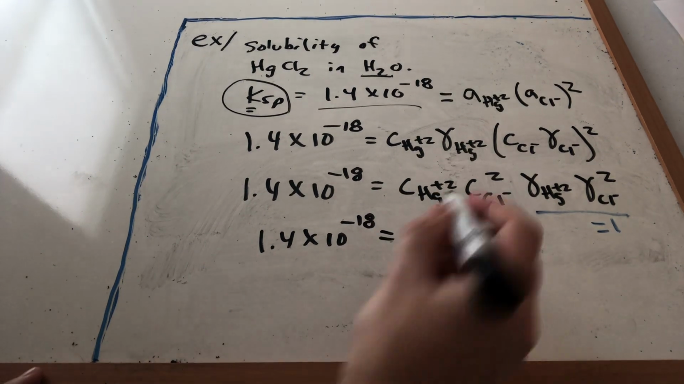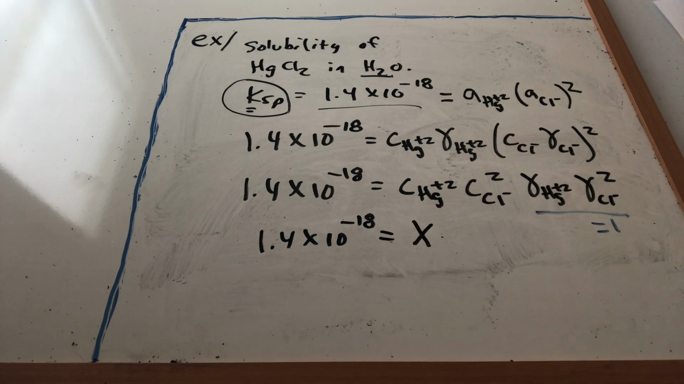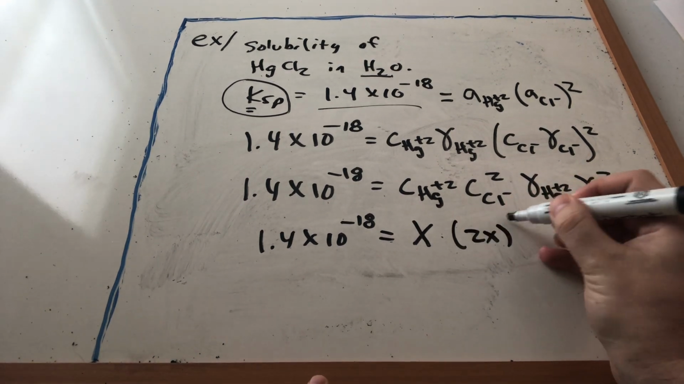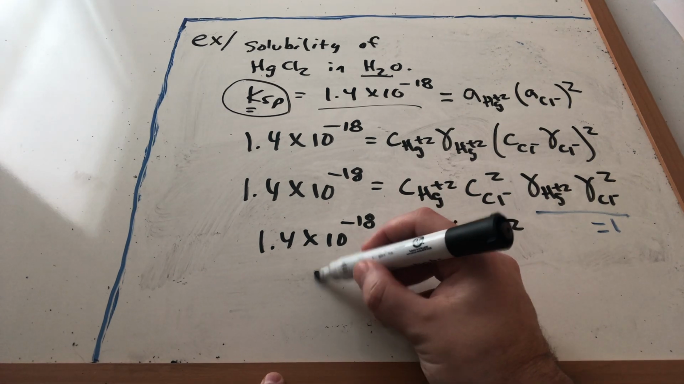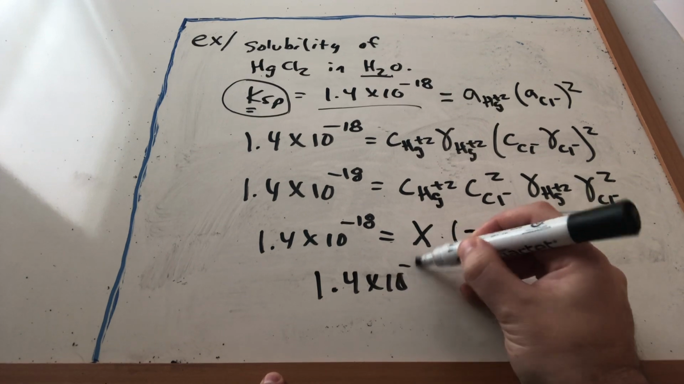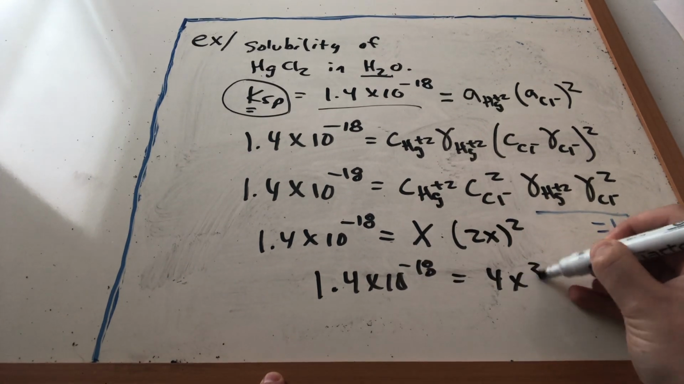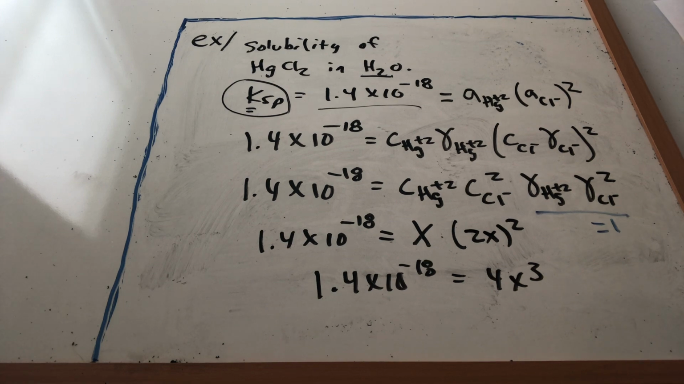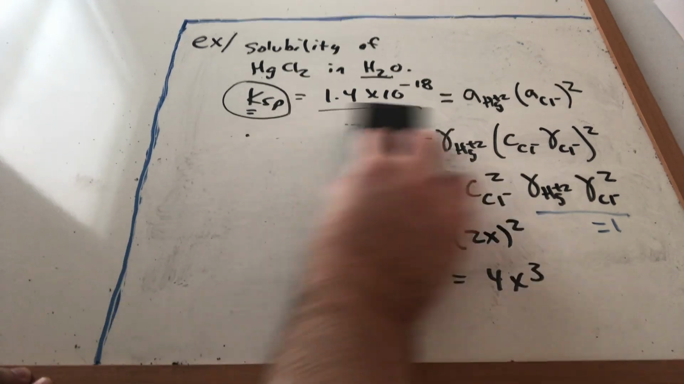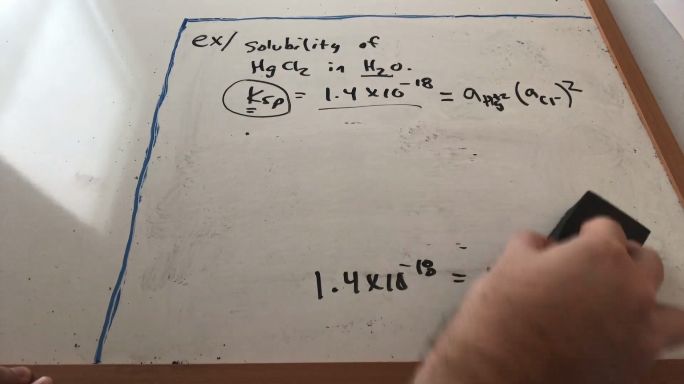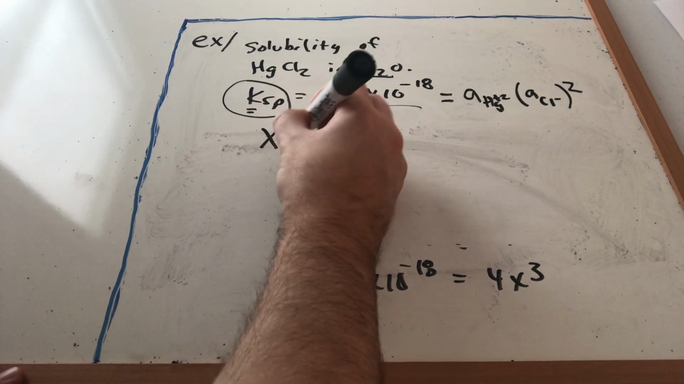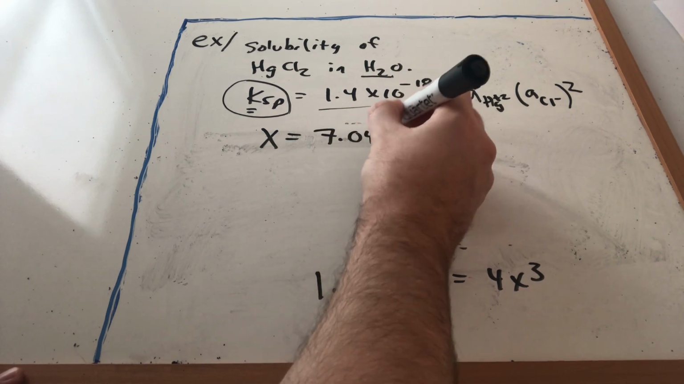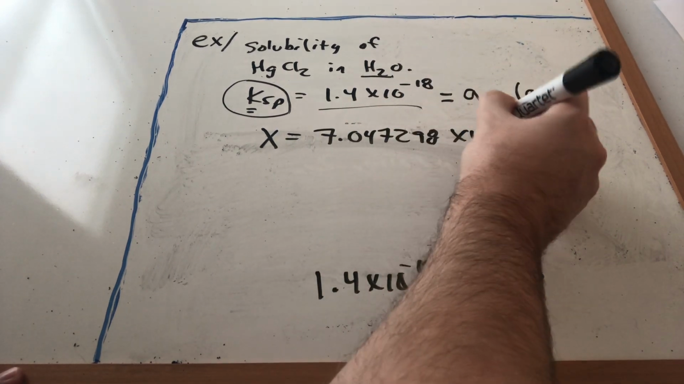From my ICE table, the concentration of Hg2+ was x. For my ICE table, the concentration of Cl- was 2x, and I have to remember to square the 2 as well. So what I get here is a simple equation to analyze: 1.4 times 10 to the minus 18 is 4x cubed. So when I do this math, with gamma equal to 1, I get an x that's equal to 7.047298 times 10 to the minus 7.